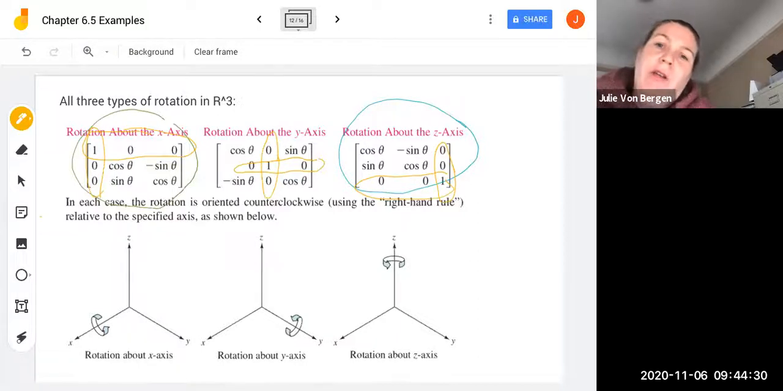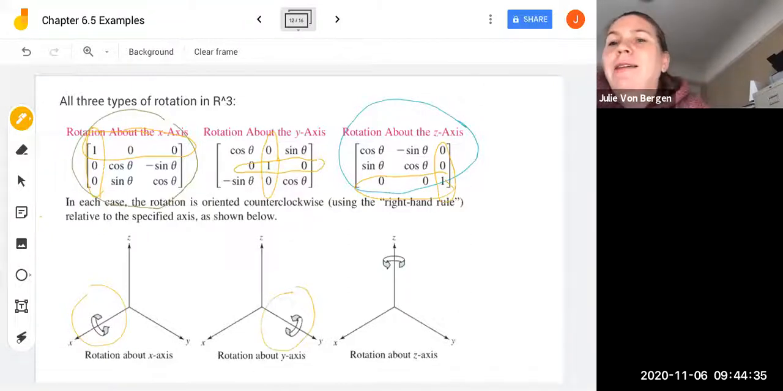So here's a visual of how rotation about the x-axis looks. Here's a visual of how rotation about the y-axis looks. And then we saw rotation about the z-axis. In all of our rotations, we go counterclockwise. That's our default mathematically.